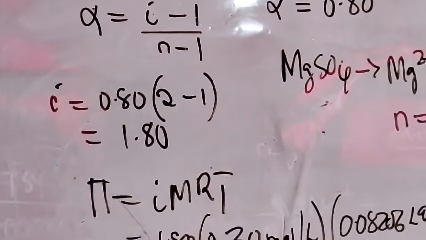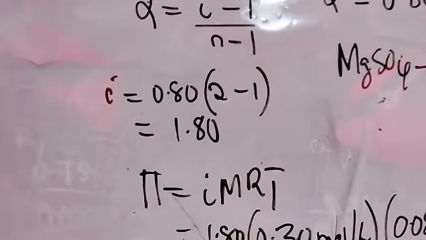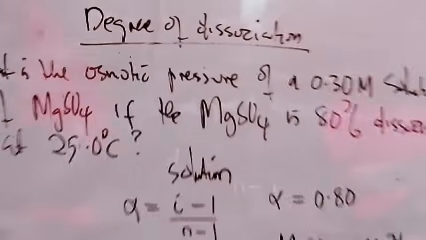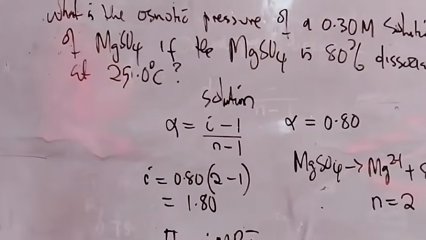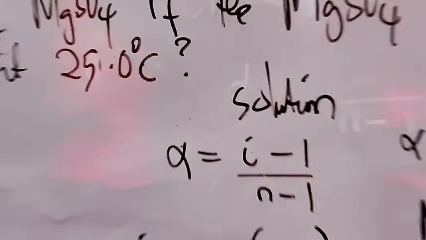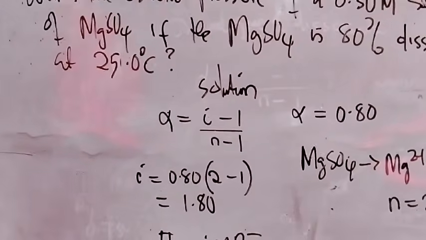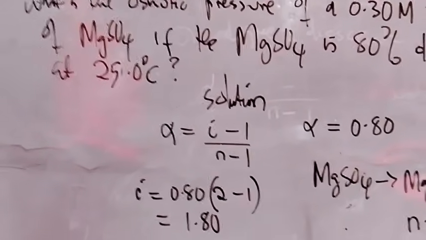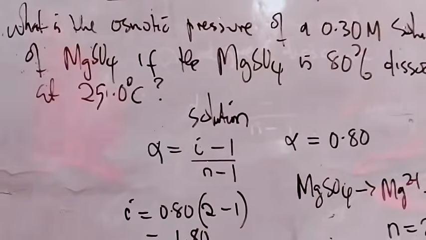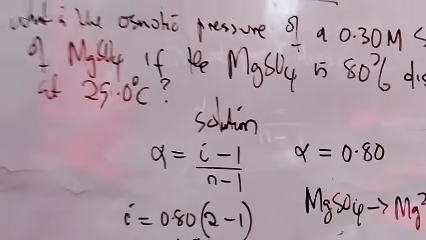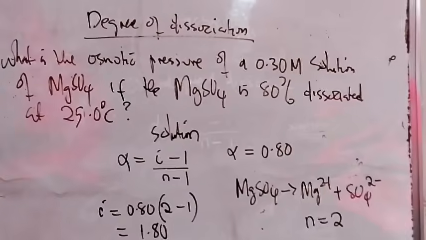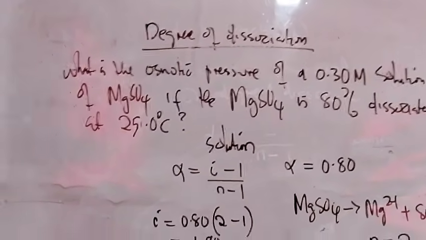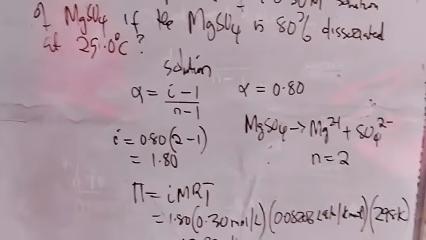So that is how we can calculate the osmotic pressure for ionic compounds which undergo dissociation. This formula is very important. When you are given a dissociation percentage, you need to calculate I. So we can end here. This is the last part of our topic, properties of solutions.